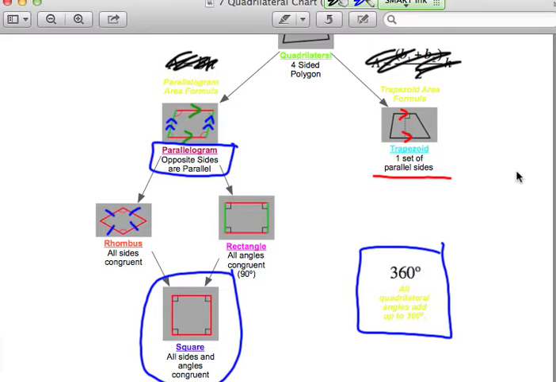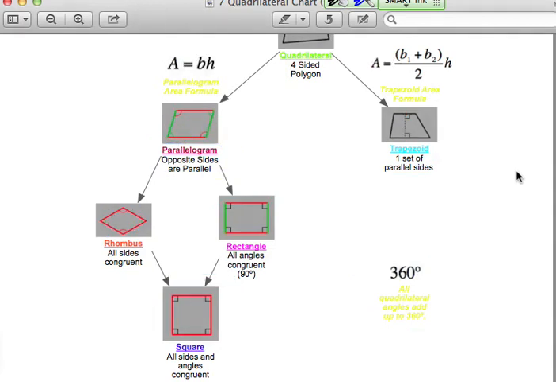Because a parallelogram is just any quadrilateral, any four-sided shape that has opposite sides parallel. Rhombus, all sides are congruent. Rectangle, all angles are congruent. A square, both are true. Both all angles and sides are congruent. Okay. So before you move on, if you need to pause it and copy this all down, please do. Okay. But we're going to go back and then start practicing some of this. Okay. So pause it until you get this written down, and then hit play.